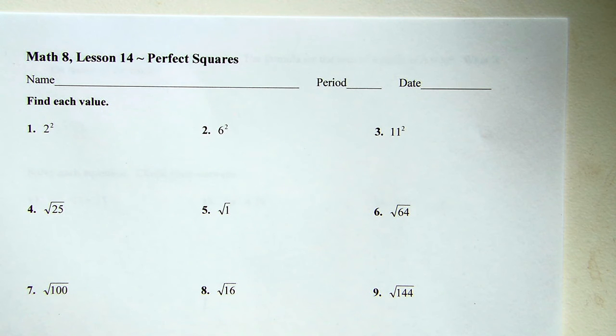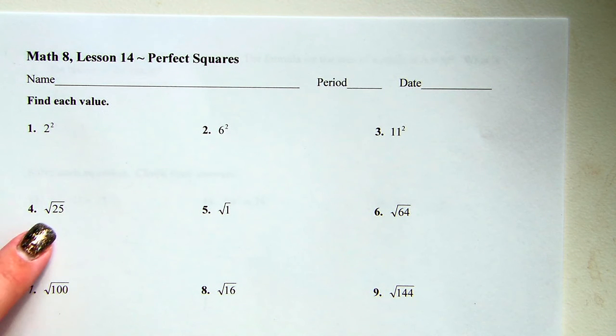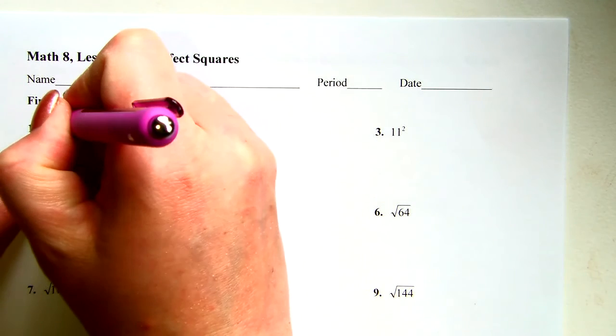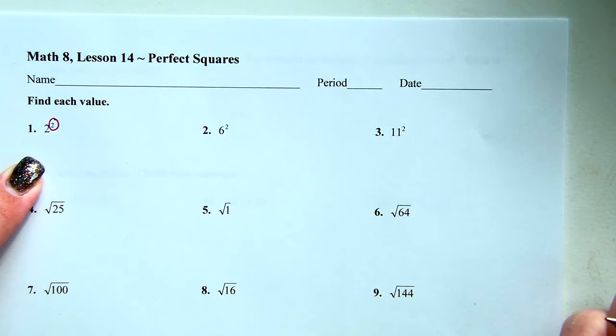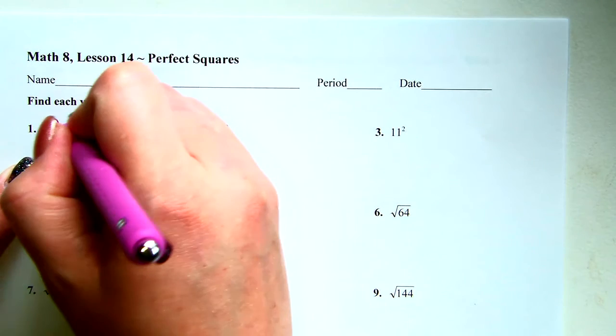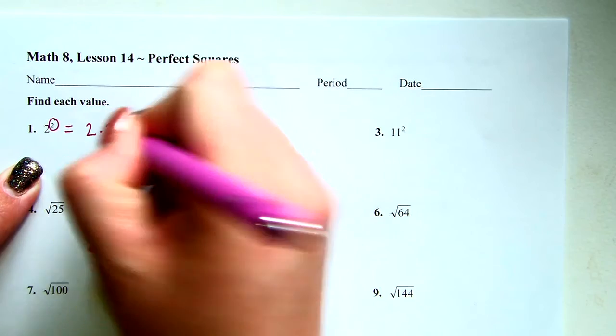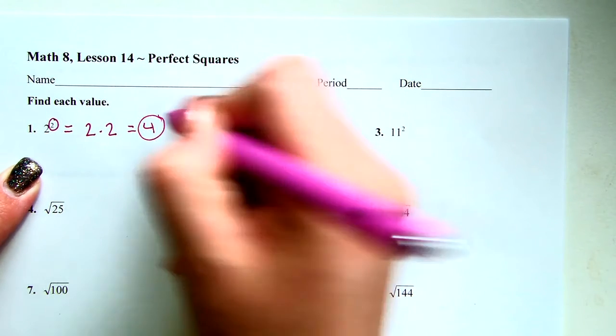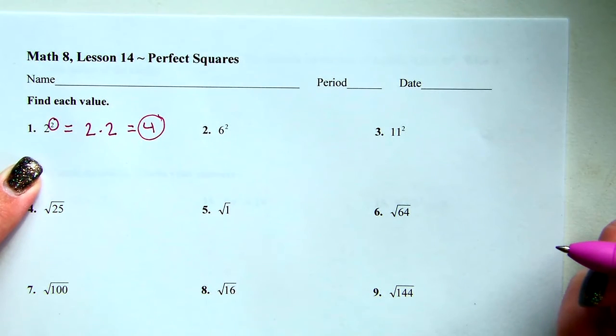Here, in number 1, when it asks us to find the value, it says 2 squared. Remember, this squared tells me that I have 2 sets of 2. So this is going to equal 2 times 2, which will ultimately give me an answer of 4. So my answer for number 1 is 4.